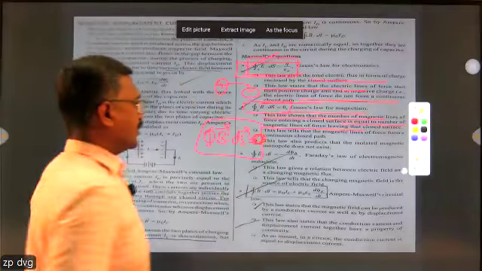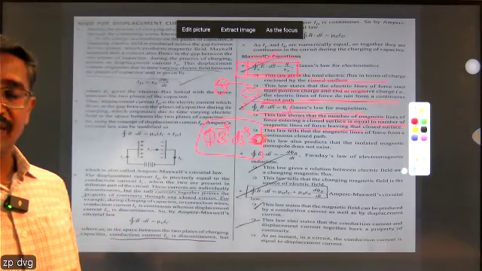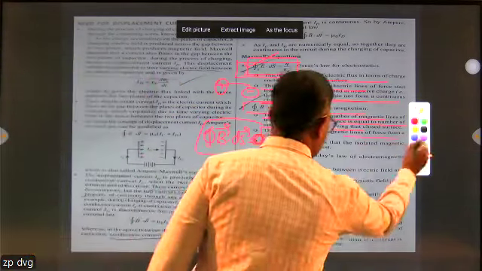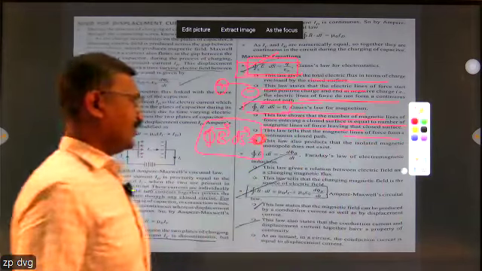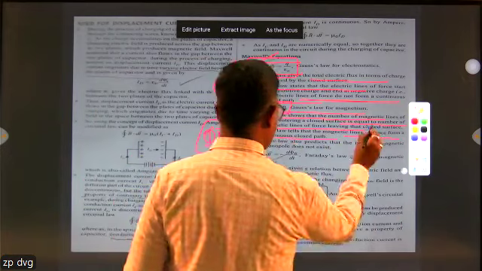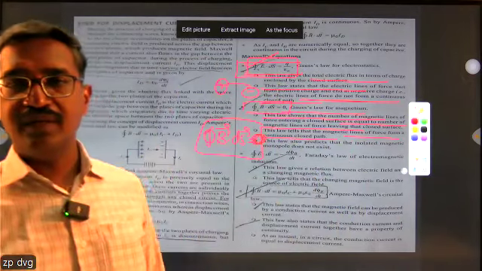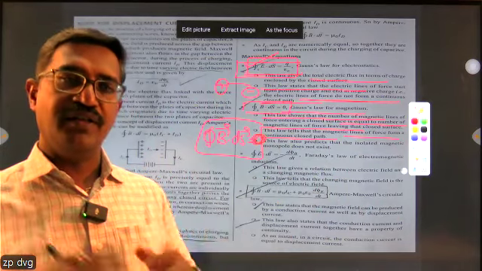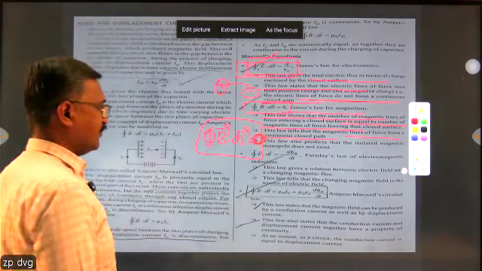Correct? So next, he says this magnetic field. According to this Gauss law in magnetism, the magnetic field lines, also called magnetic lines of force, you can call them anything. They are continuous without any break. They do not terminate anywhere or originate anywhere. They are continuous.